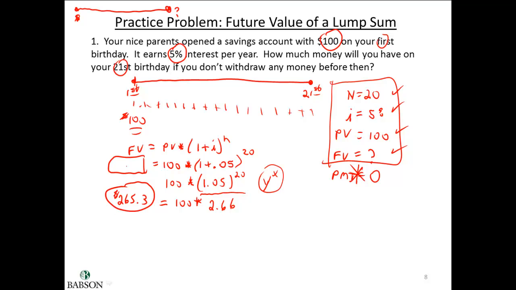And now I want to solve for FV. There should be a button on your calculator, CPT, compute. You're telling your calculator to solve for something. So I'm going to hit CPT, and then I'm going to hit FV, because that's what I want it to compute. And lo and behold, I get my 265.3.